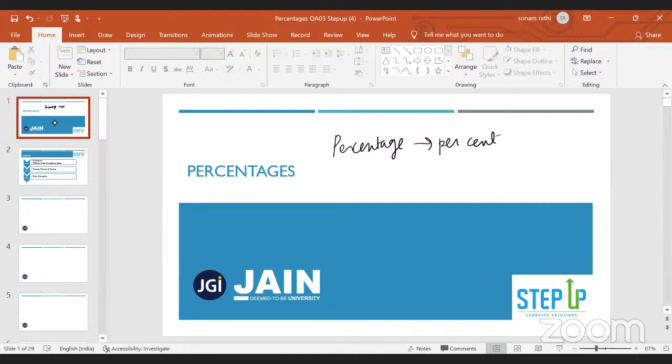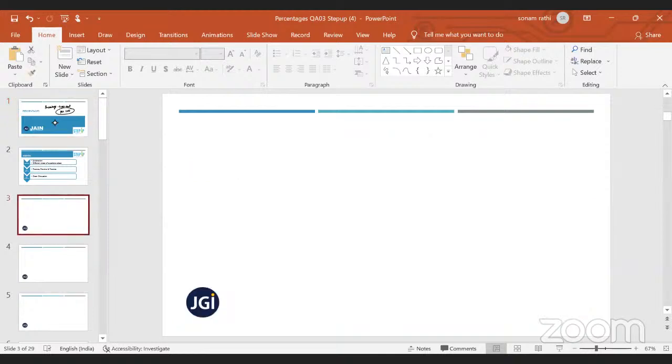Percent means per. So when I say 50%, what does it mean? 1 by 2. Very good. So how do we get it? 50 by 100, which is 1 by 2. So whenever someone asks me to find 50% of something, I will find half of that number, right?